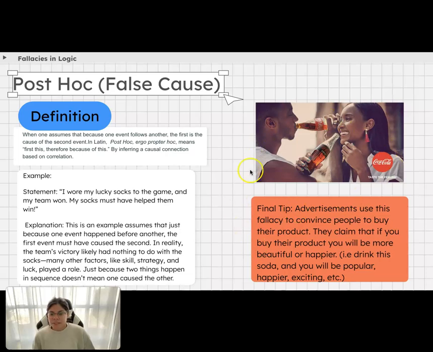And here we have an example of a Coca-Cola ad. Here we see that they're claiming that if we use their product, then we will be happy, popular, excited, etc. This type of fallacy is very popular in advertisements and commercials.